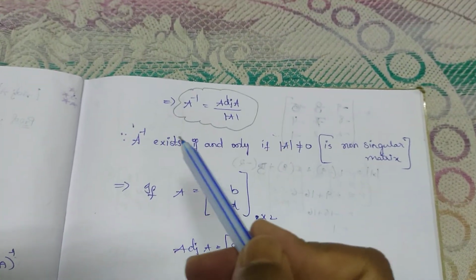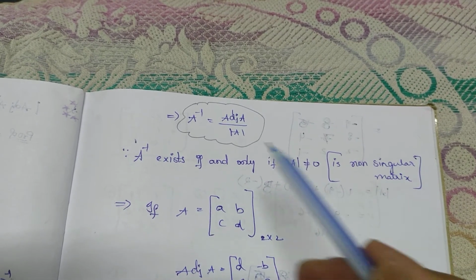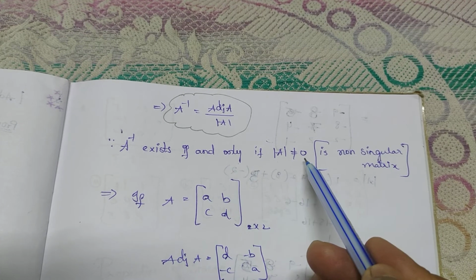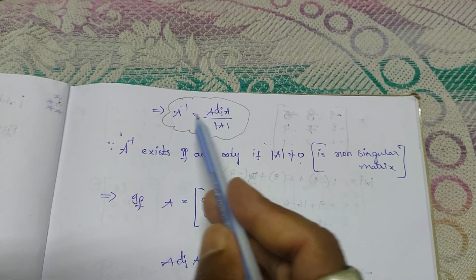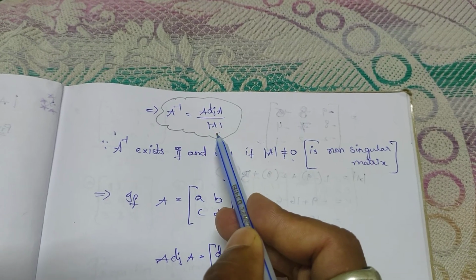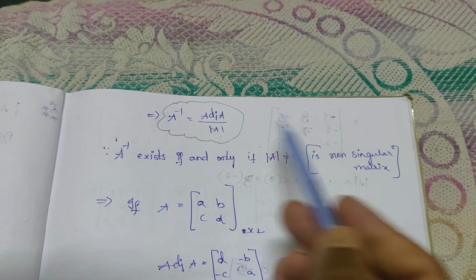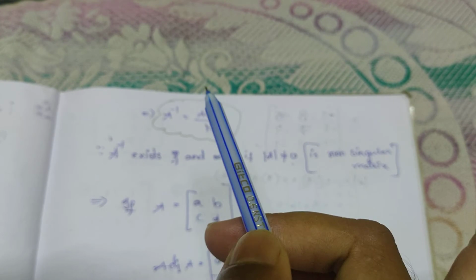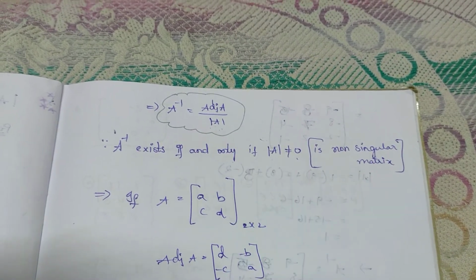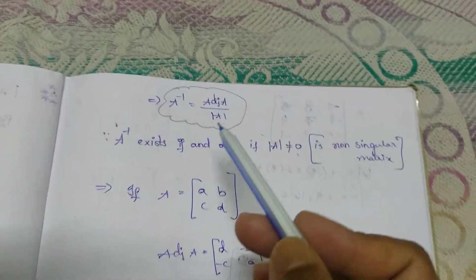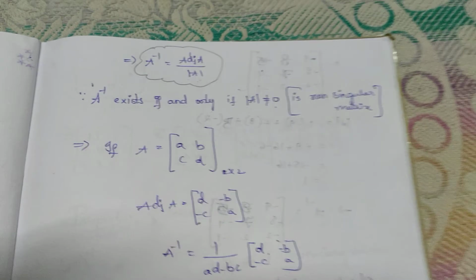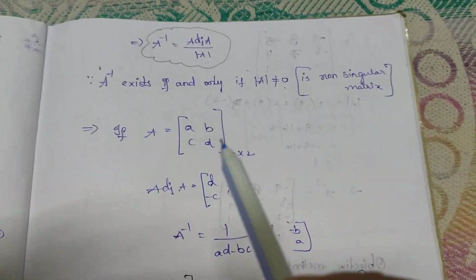Okay. So now, therefore, A inverse exists if and only if det A is not equal to 0. Why? If A inverse exists, this denominator should not be 0. Denominator should not be 0 means det A is not equal to 0. If det A is equal to 0, then that matrix A is called a singular matrix. If det A is not equal to 0, that is a non-singular matrix. So when A inverse exists, A is a non-singular matrix. We should remember, very, very important.